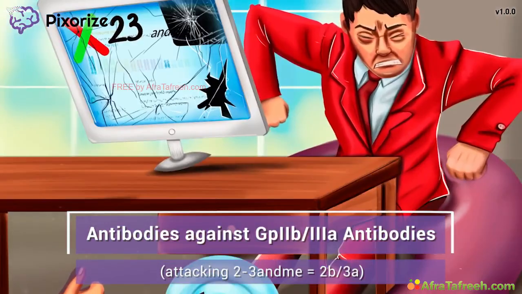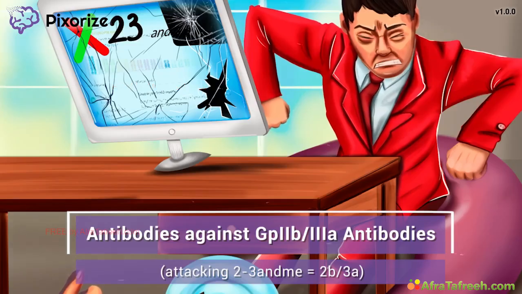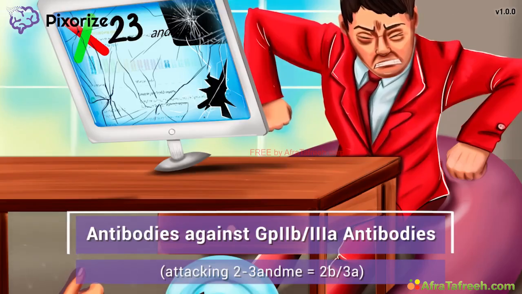GP2B3A is a glycoprotein that exists naturally on the surface of our platelets, playing a role in the formation of a platelet plug. In patients with ITP, the immune system produces antibodies against this glycoprotein. These antibodies then bind to the body's platelets and mark them for destruction by macrophages in the spleen.